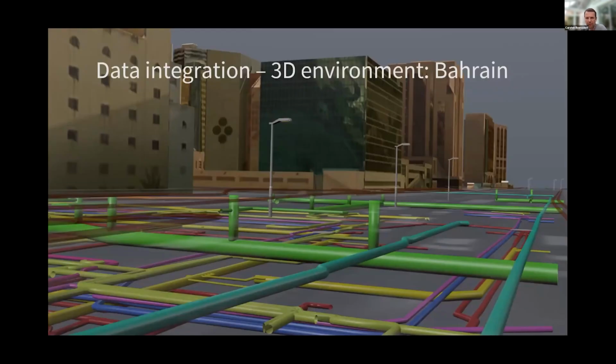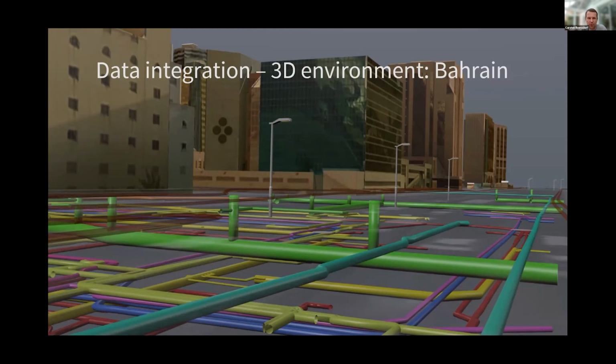Another piece of work we did in the early, around about 2012 or 2013, is some consultancy work in Bahrain, where we did data integration, both the above ground data as well as underground utility networks, and that produced quite nice visualizations.